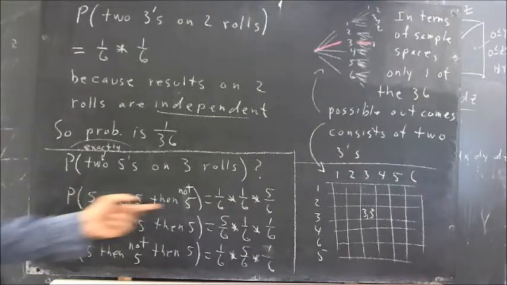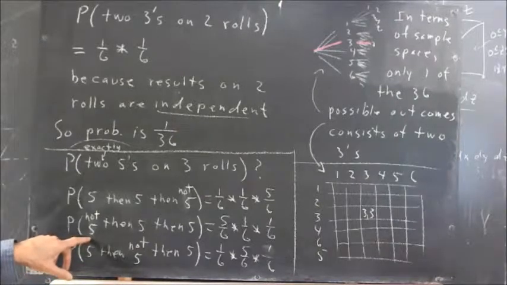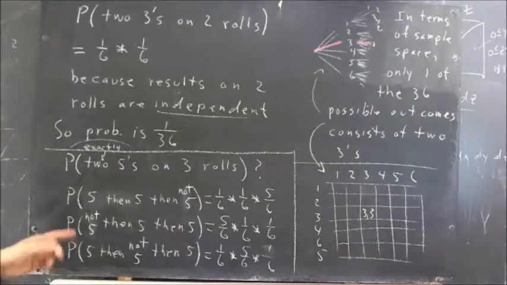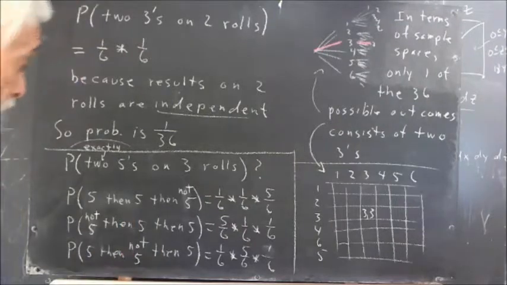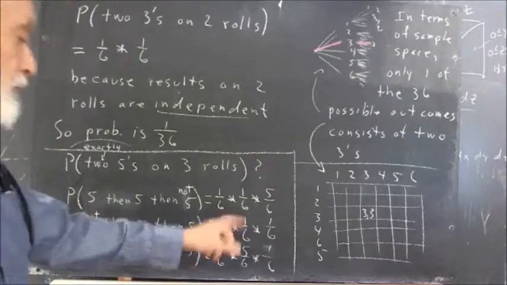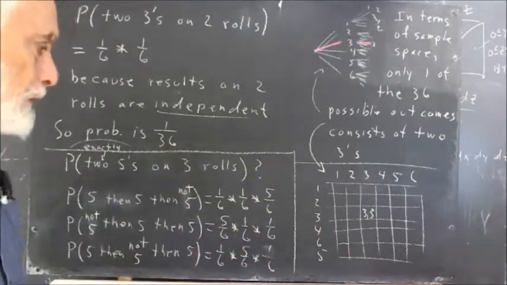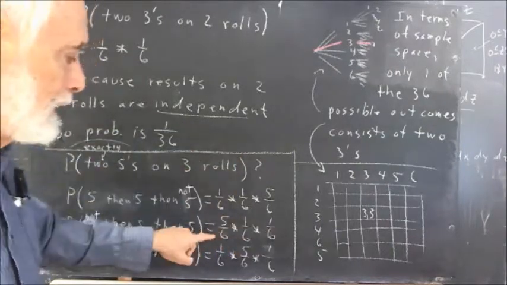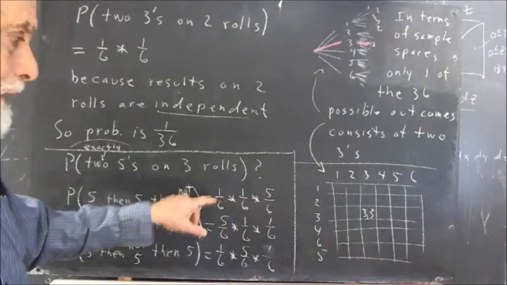Of course, that's not the only way we can get two 5s on three rolls. We could have gotten a not 5 on the first roll, then the 5, then the 5. That would be different, but the probability turns out to be the same when you multiply it out. The not 5, of course, is 5/6, and that goes first, then the 1/6 for the next 5, then the 1/6. But multiplication is commutative and associative, so when you calculate this, you get exactly the same thing you get when you calculate this.